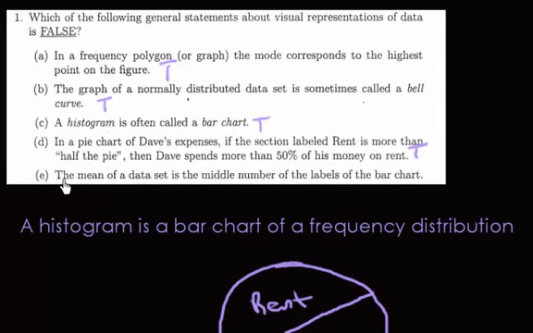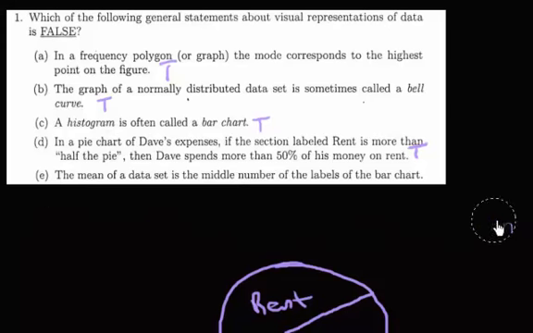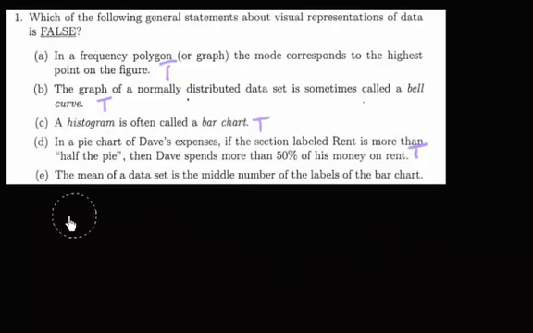So we're guessing that E is false. Let's just take a look at that one. A mean of a data set is the middle number of the labels of a bar chart. Okay, so labels of a bar chart would just be numbers in a list. So what we're really implying here is that the mean is the median, because the middle number is the median. So is that always true?